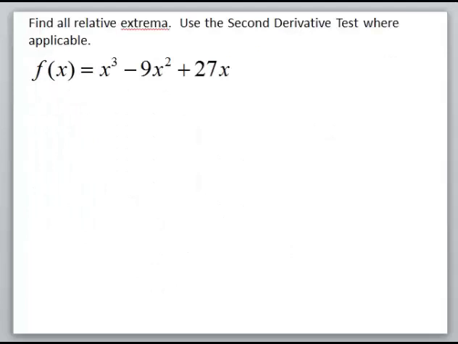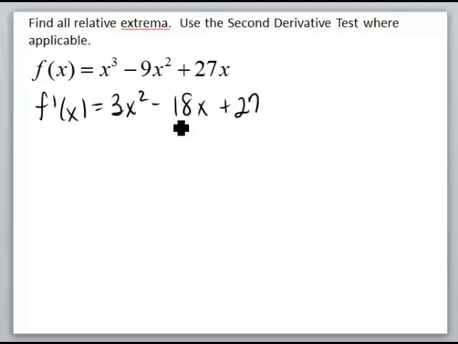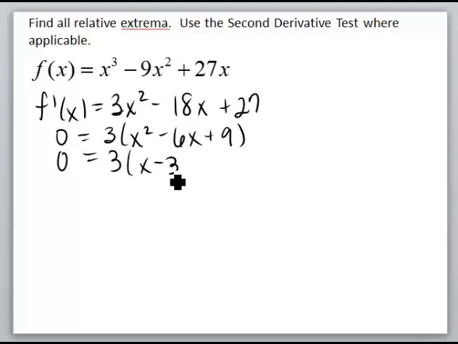The next thing we're going to look at is this problem. What I'm going to do is find the first derivative, and I will get my critical numbers. So I end up finding that when this is factored, it is x minus 3 times x minus 3. So my only critical number is at x equals 3. I want to know if it's a max or a min. So I'm going to use the second derivative to test that.